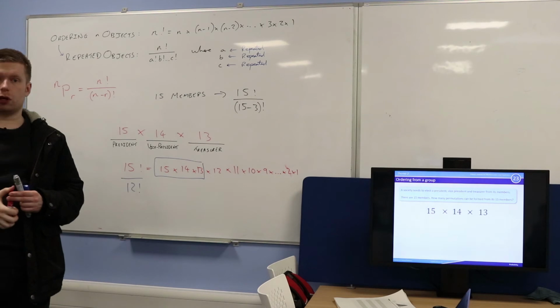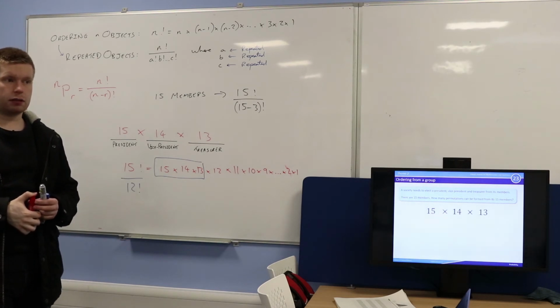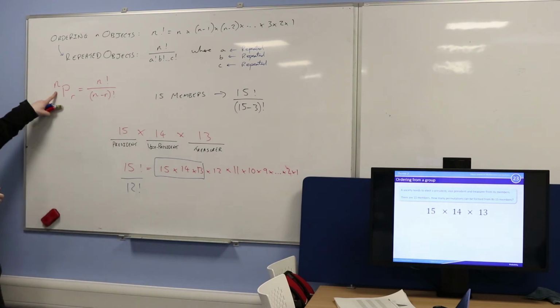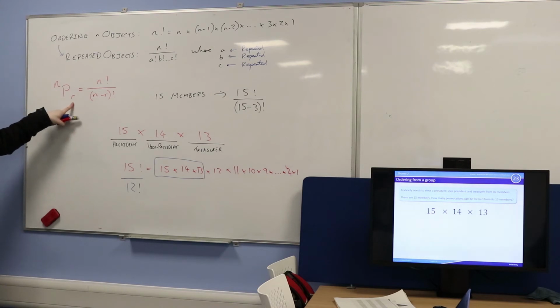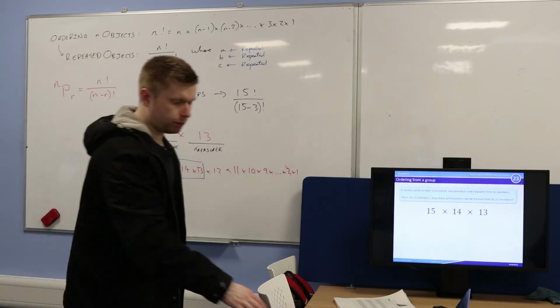Those are the people that aren't chosen. Does that make sense? So these are the leftovers. So if you have n people, but you only want to order r of them, this is how you would do it. Does that make sense to everyone?